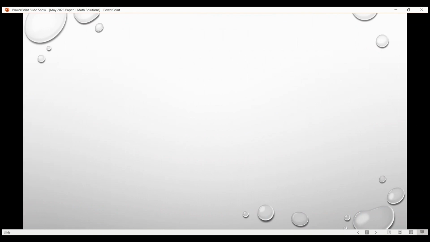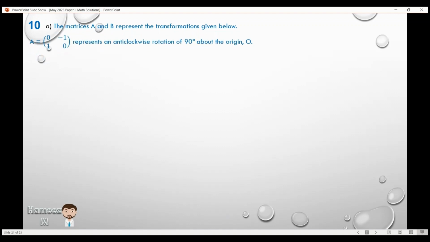And now let's continue as we move on to the last question on the paper, number 10. And this part A is a matrices question. The matrices A and B represent the transformations given below. A is 0, minus 1, 1, 0, and that represents an anti-clockwise rotation of 90 degrees about the origin, O. B, 0, minus 1, minus 1, 0, represents a reflection in the straight line y is equal to minus x.